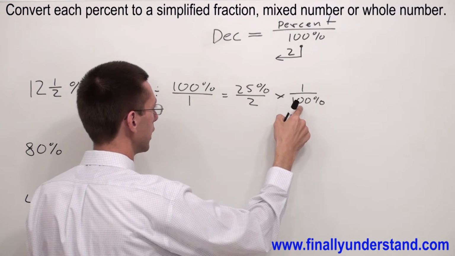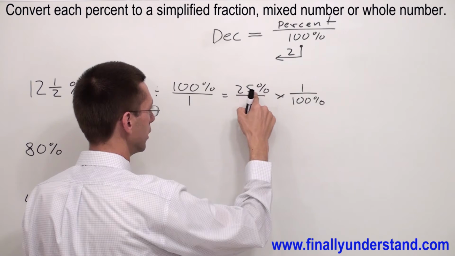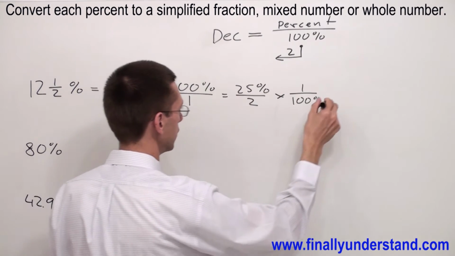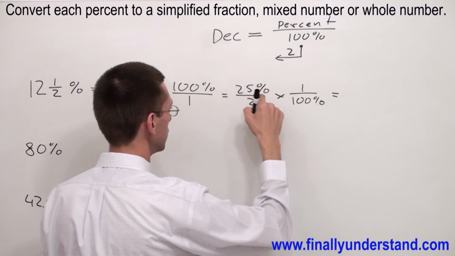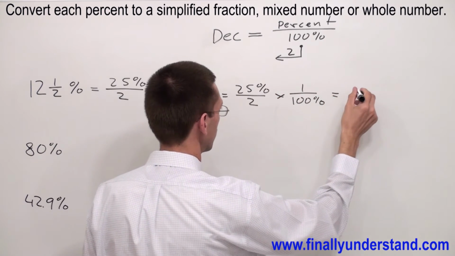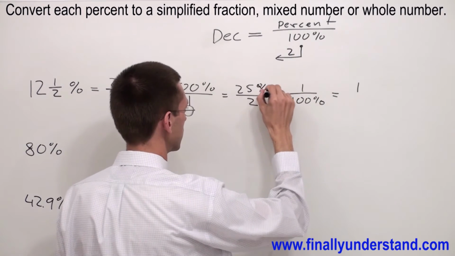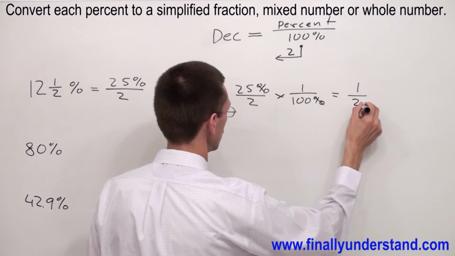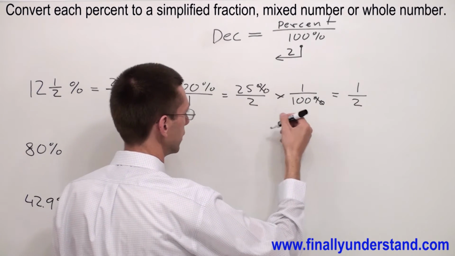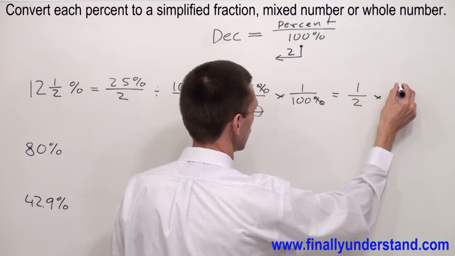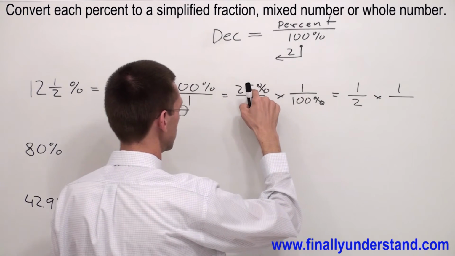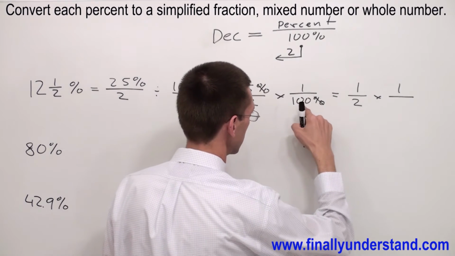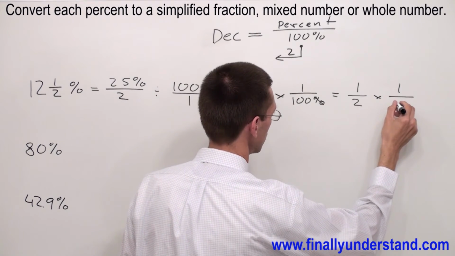25 and 100, both of them are divisible by 25. That's why I'm going to reduce 25 by 25, and 25 divided by 25 is equal to 1. Remember, percent and percent will cancel out. And I'm going to have 2, because 2 is not reduced with anything, times 1 over, remember we reduced 25 by 25 and 100 by 25. So 100 divided by 25 is 4.